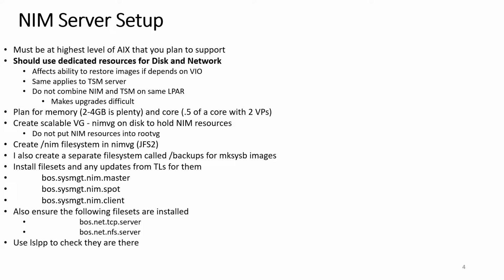I always use scalable volume groups. I do create a separate file system called /NIM where all of my files for NIM end up going, and it's in its own volume group. And I normally have a separate file system /backups where my mksysb images go. That way I can export that without impacting my NIM. And here I have the list of file sets that you need to actually have installed in order to be able to use NIM.